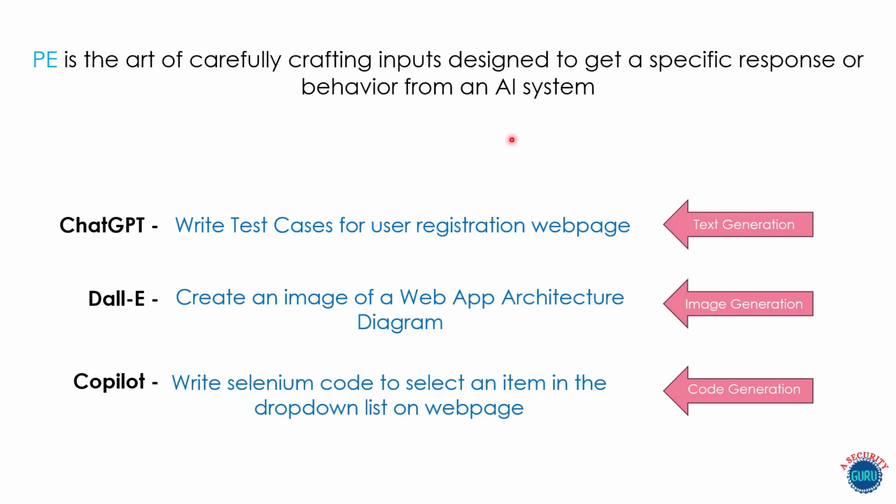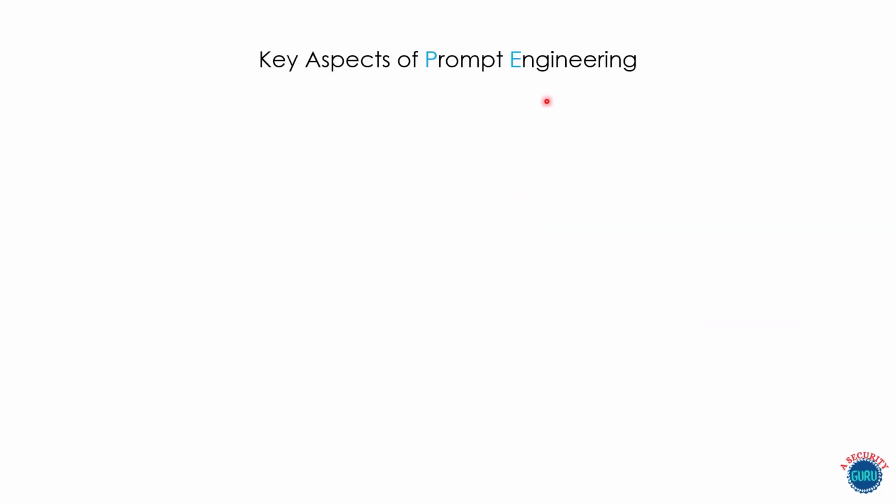In order to make an AI system to provide a desired output, it is very important that we design these prompts carefully. So there are few strategies that we can use to carefully craft these prompts. These strategies can help us to achieve our desired output from these AI systems. Now, before we deep dive into those strategies, we first need to understand what are the key aspects of prompt engineering. The first key aspect is the input design.